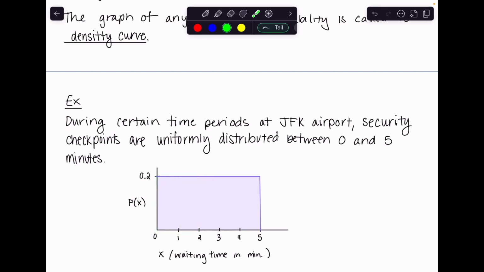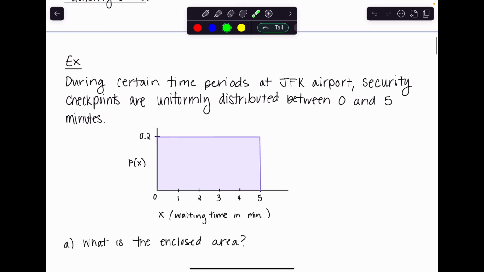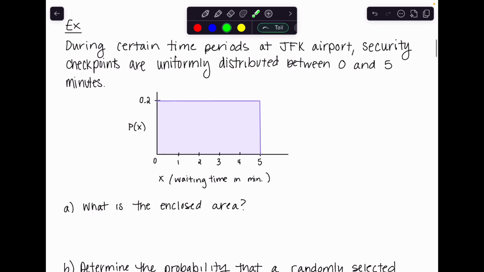So the discrete approach doesn't work because there are too many possible values to pick from. Instead, we look at ranges for continuous random variables. If this is our given waiting time, we want to figure out the enclosed area under this density curve. In that case, I need to find two things. Because it's a rectangle, I need the height and the width of this curve.